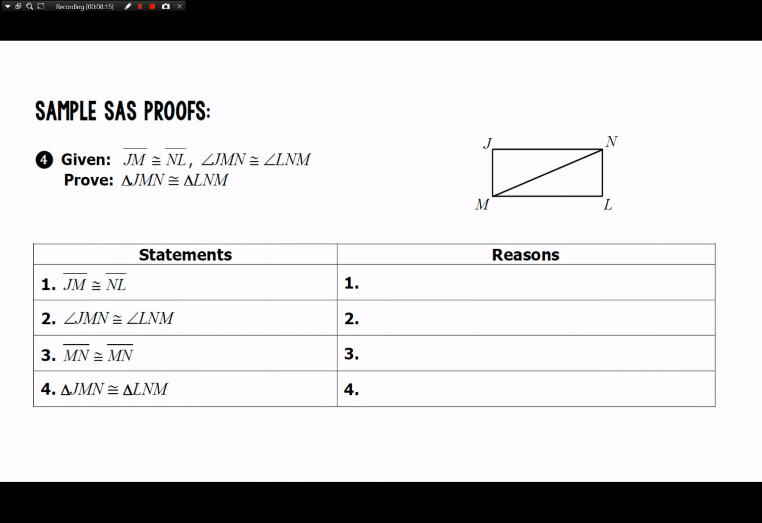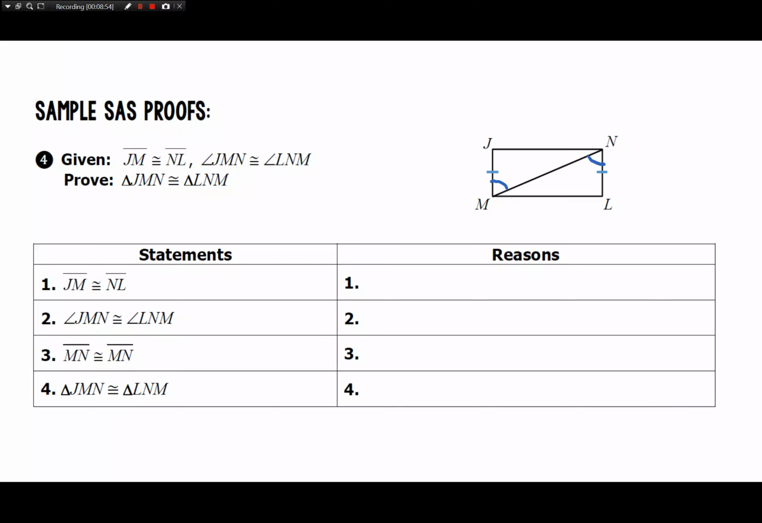Now looking at example 4, we're given that segment JM is congruent to segment NL, and angle JMN is congruent to angle LNM. We're trying to prove the triangle JMN is congruent to triangle LMN. So the first step is to mark our picture. We're going to show that JM is congruent to NL. Next step is about the angles, so we're going to mark those angles with arc marks on it. Angle JMN is congruent to angle LNM.